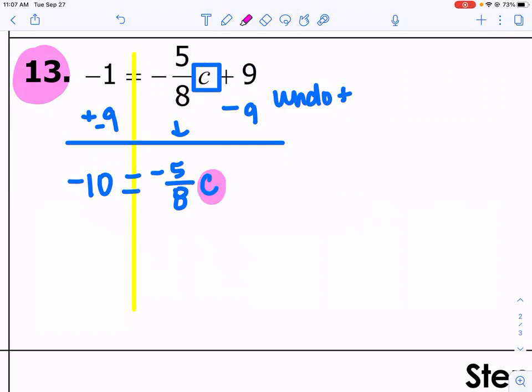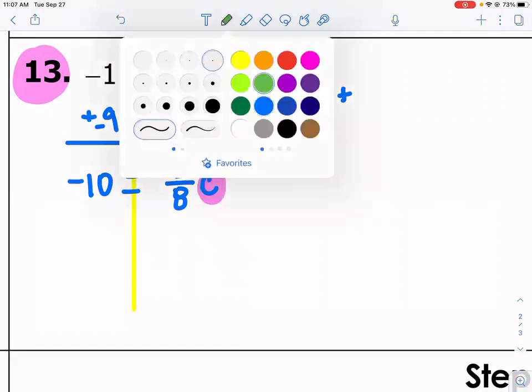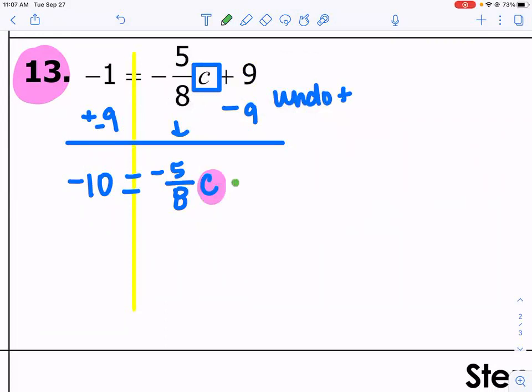Well, -5/8 is being multiplied to C. So Brady, what do we need to do to both sides? Okay, so we need to divide by -5/8, which is the same thing as multiplying by its reciprocal. Okay, so I'm gonna do -8/5. We're gonna multiply to both sides.